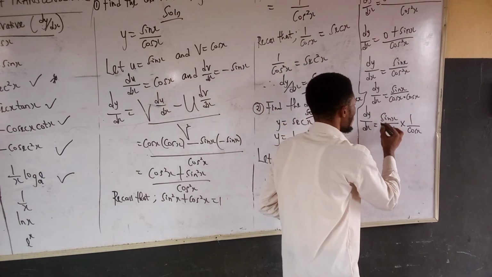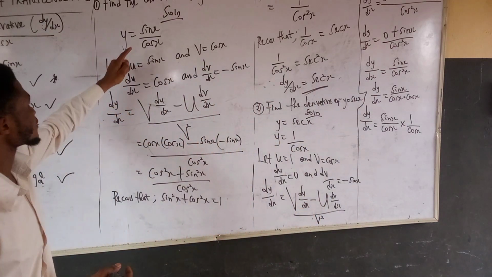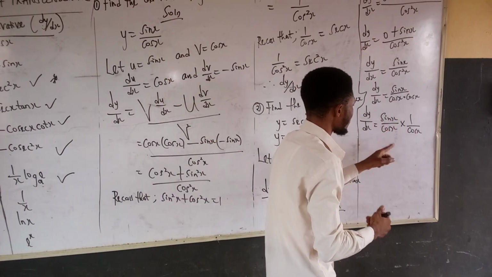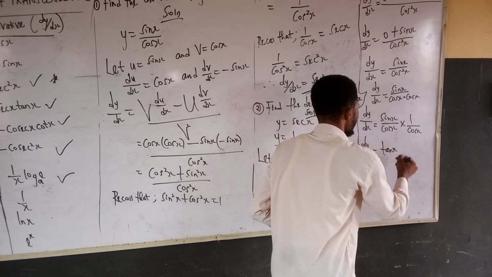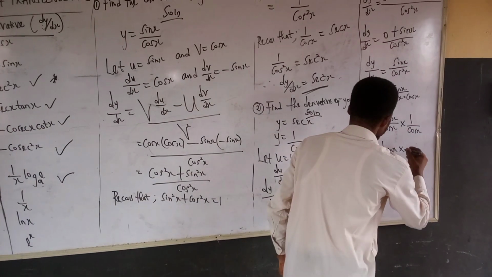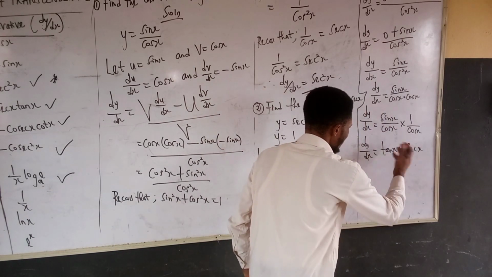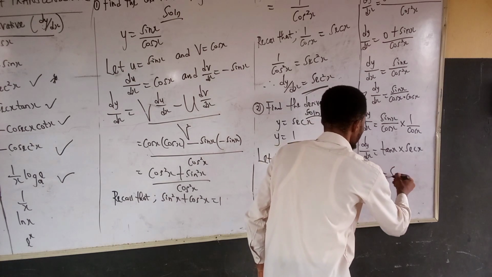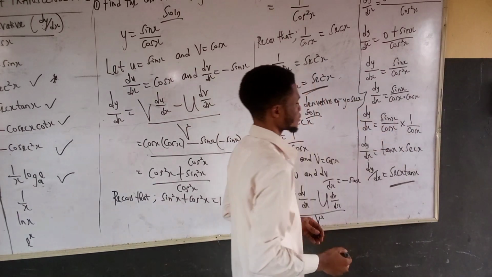So if that is the case, what is sin x over cos x? Remember, we did something like that. Sin x over cos x is tan x. So dy/dx is equal to tan x times 1 over cos x, and 1 over cos x is just sec x. So I can rearrange depending on my direction: dy/dx is equal to sec x tan x. So that is proved. Settled.